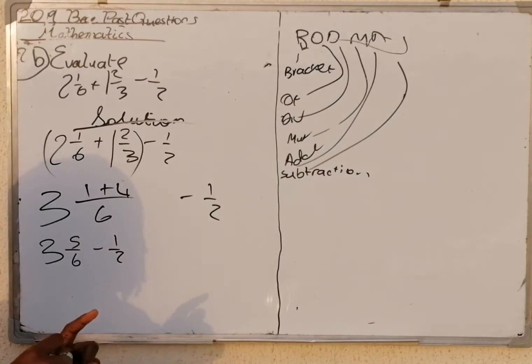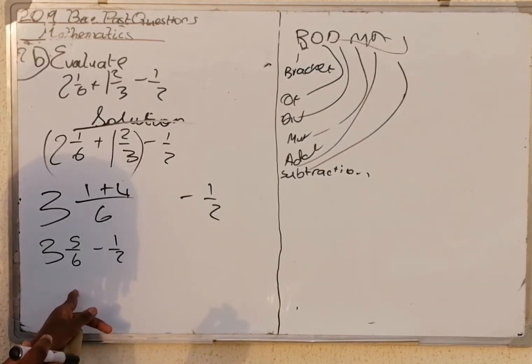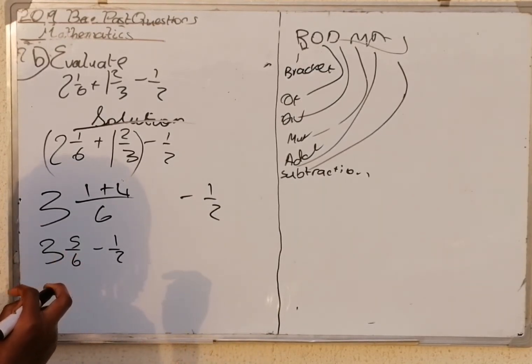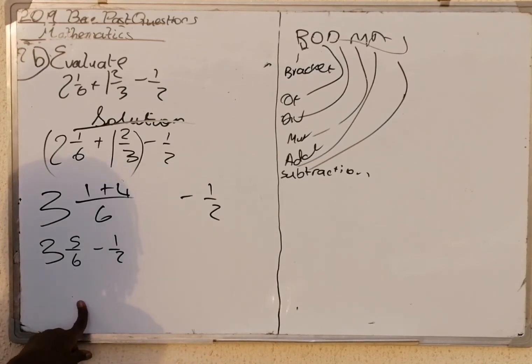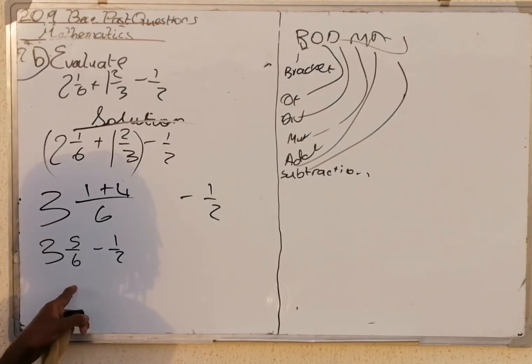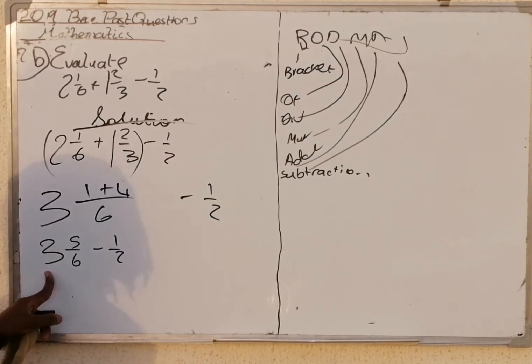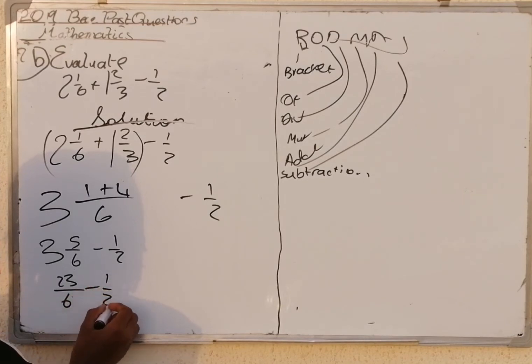So like I said earlier, anytime we are having a mixed number and we are subtracting it from another fraction, as far as there's a mixed number there and there's a subtraction sign, we must change the mixed number into an improper fraction before moving further. So 3 whole number 5 over 6, we have to change it to an improper fraction. 6 times 3 is 18 and 18 plus 5 is 23. 23 over 6 minus half.